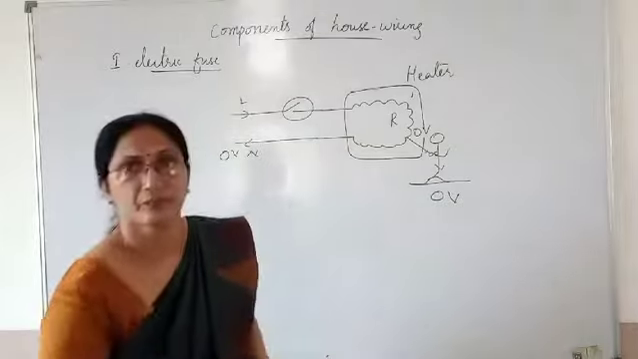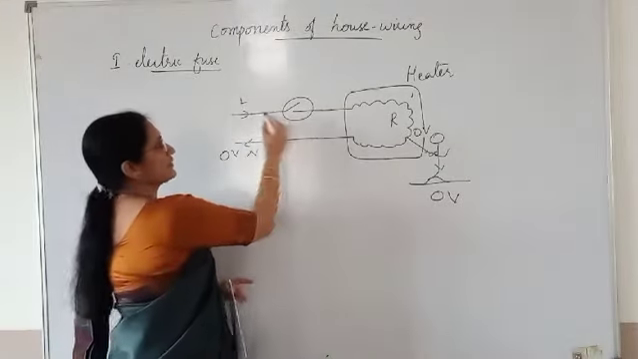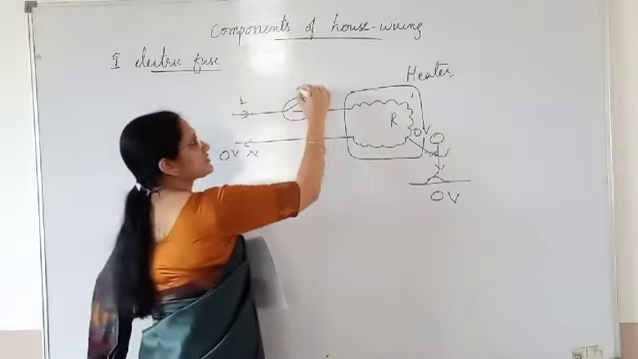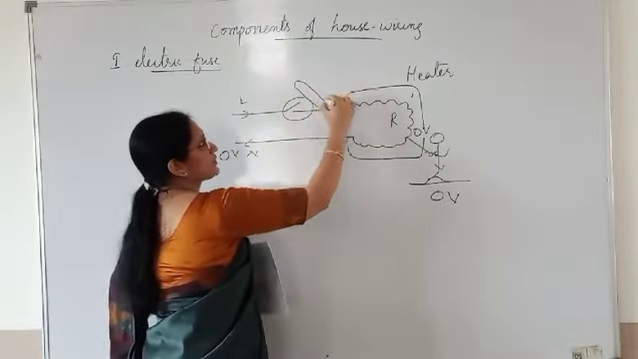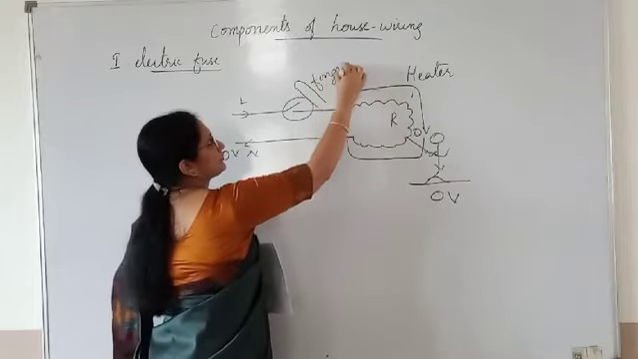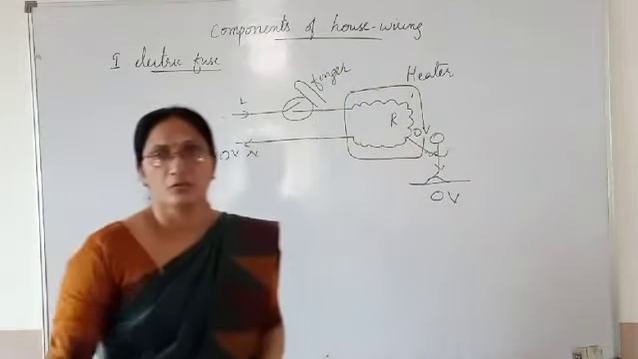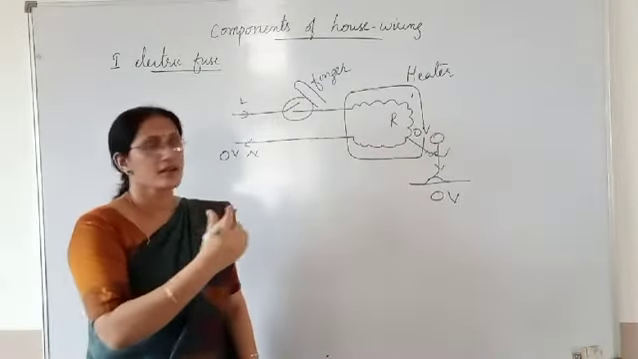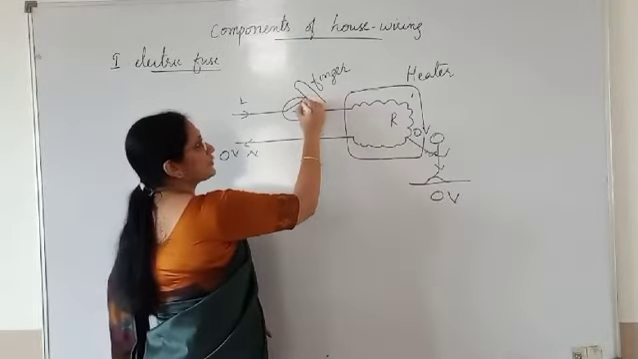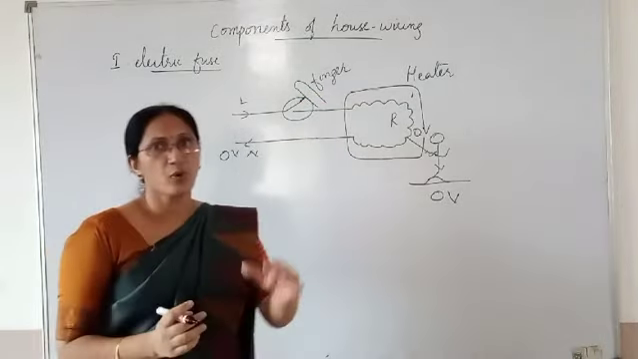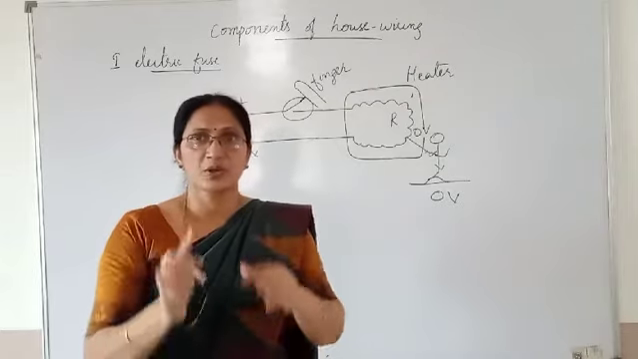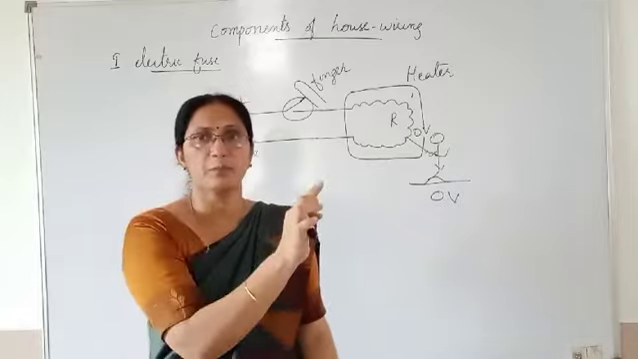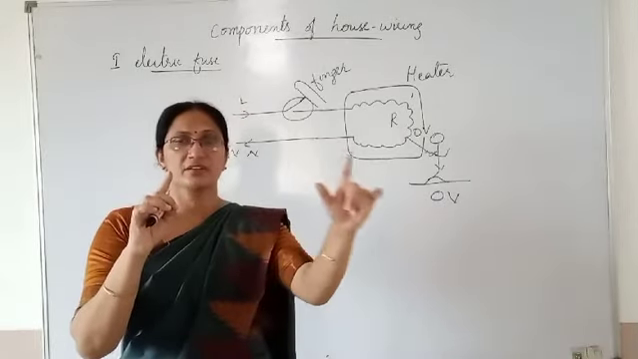Look at this diagram. The switch is in the off position. This is the live wire, which is at 220 volt potential. You are touching this switch with a wet hand. Suppose this is your finger. The water from your finger may enter the switch from the sides, and if that water comes in touch with this live wire, you know water is a conductor of electricity. So your finger gets connected to the live wire with the help of water.